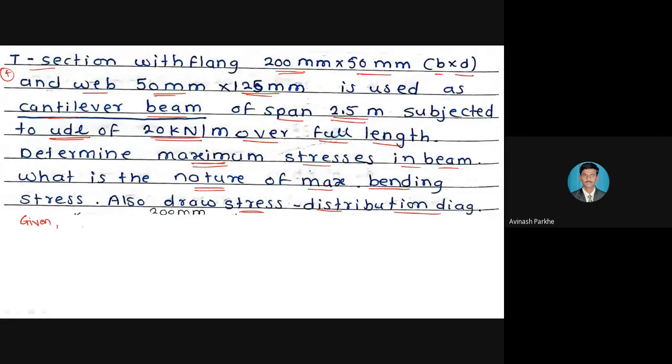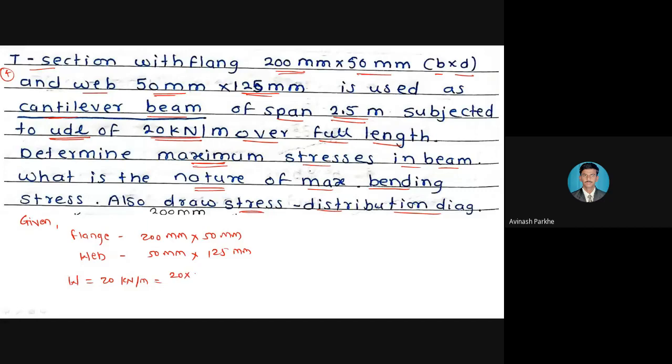As per the statement, the flange dimensions are given: flange 200 mm by 50 mm. Then web dimensions are also given, 50 mm by 125 mm. Then the W, UDL magnitude, is given as 20 kilonewton per meter. So I have to convert it into Newton per mm.